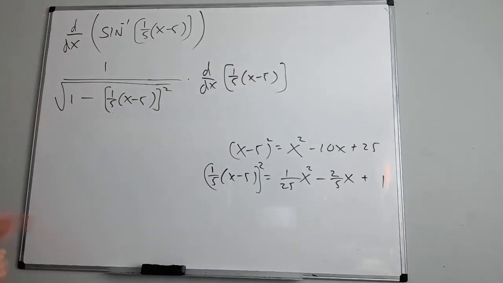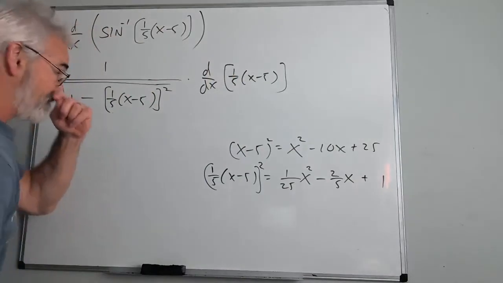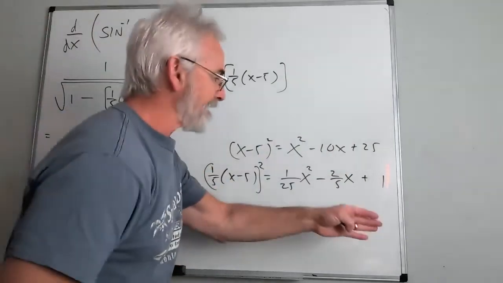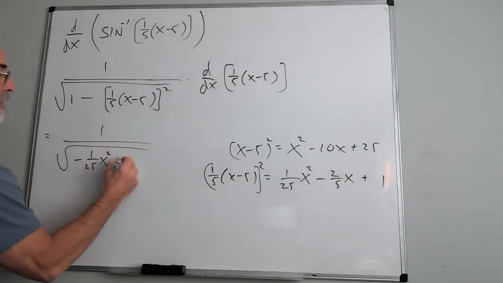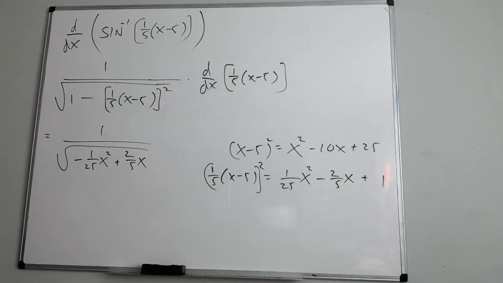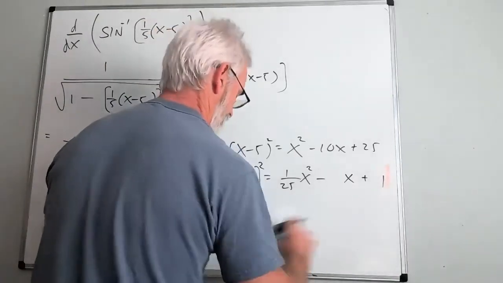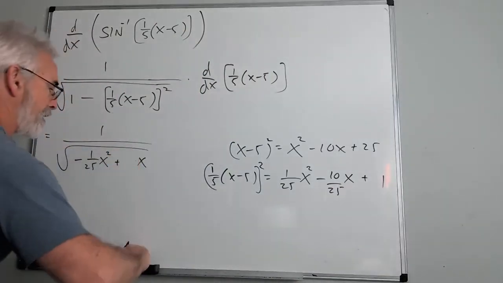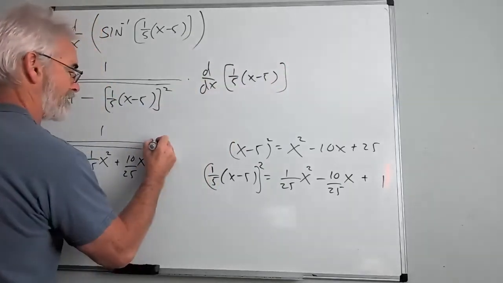Oh boy. Now I'm going 1 minus all of that. Oh, but if I go 1 minus all of that, that 1's going to cancel. Okay. So this will be 1 over the square root of 1 minus this, which would be negative 1/25 x squared plus 2/5 x, and that's it. In fact, you know what? I'm going to go back and leave that as 10 over 25. I think we might be better served, because I think we might be able to do something clever with the arithmetic in a moment. What's the derivative of this? Well, just 1/5.